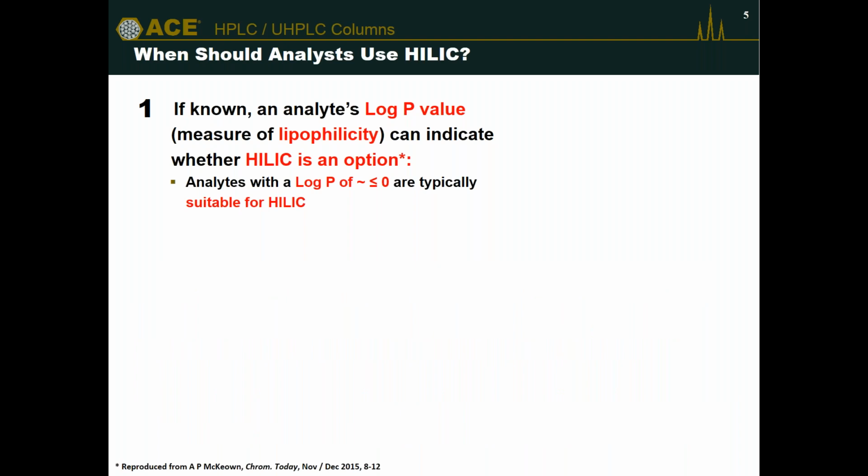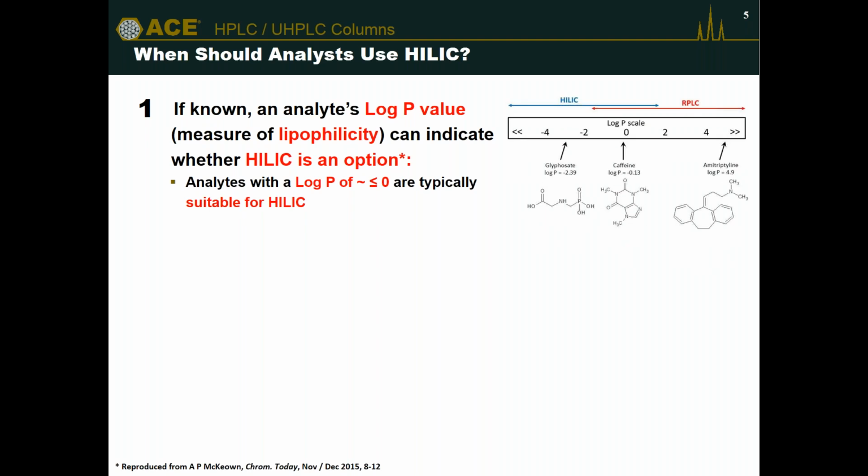So when should we, as separation scientists, consider using HILIC? What is the point at which we think, okay, reverse phase isn't quite giving me what I need, I now need to consider other separation modes. Well, first of all, if you know something about the chemical properties of your analytes, such as the log P or lipophilicity value, then this will help you understand whether HILIC could be an option for your separation. So as a general rule of thumb, analytes with a log P of around 0 or less are typically suitable for HILIC.